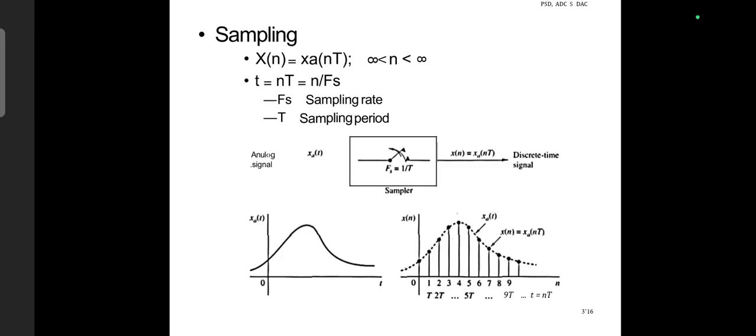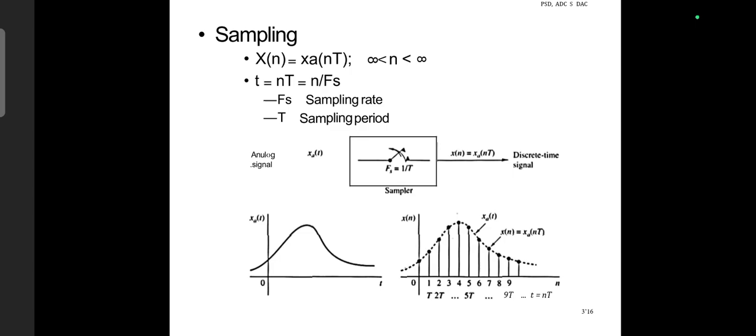Now let us focus on the first stage, which is sampling. Sampling means taking the value of an analog signal at regular intervals of time. If the sampling period is represented by capital T, then the samples are taken at 0, T, 2T, 3T, and so on. The sampled signal can be represented as x of n equal to xa of nT. Here x of n represents the discrete time signal and xa of t represents the original analog signal.